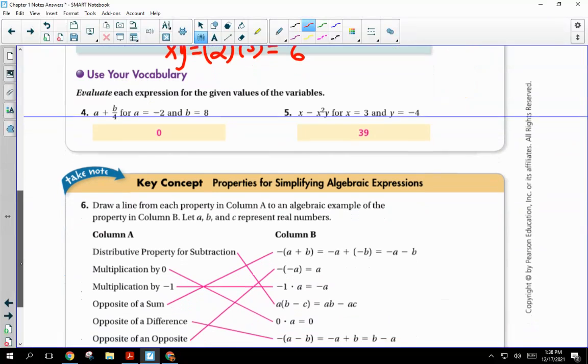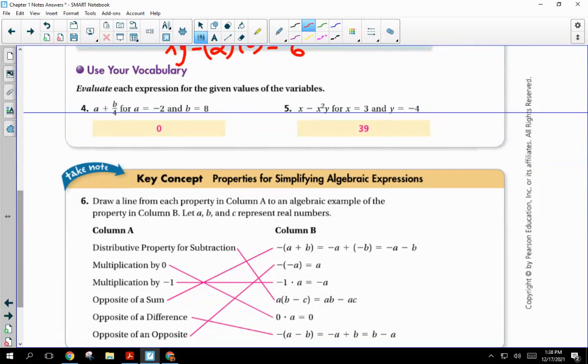Use your vocabulary. Evaluate the expression for given values of the variables. So here we have a plus b over 4. a equals negative 2.